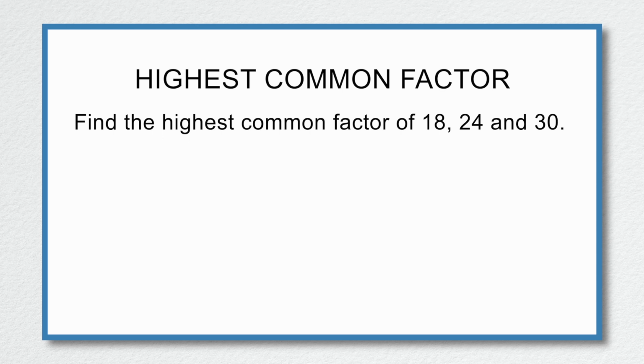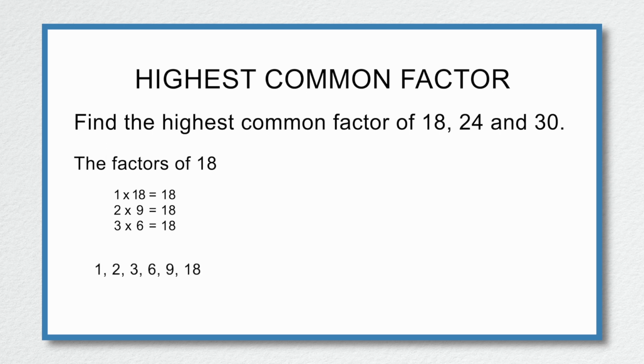But essentially, it's all about knowing your multiplication tables, because the factors of a number are those numbers that go exactly into that number. For example, if we look at the number 18, well, 1 multiplied by 18 is equal to 18, 2 multiplied by 9 is equal to 18, and 3 multiplied by 6 is equal to 18. Therefore, the factors of 18 are 1, 2, 3, 6, 9, and 18, because these set of numbers all go exactly into 18.